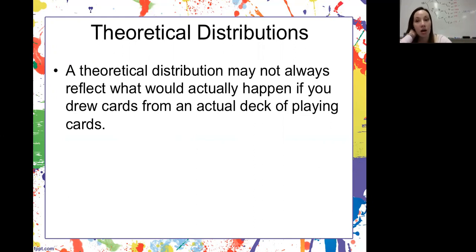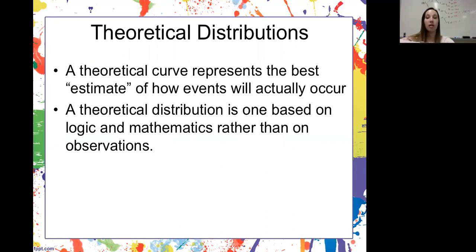Because it's using math and probability and logic, it's not always going to be exactly the same as how it will play out in the real world. So it's important to keep that in mind. Rather than giving us what's actually going to happen, it's going to give us the best estimate of how events will actually occur. A theoretical distribution is one based on logic and math rather than actual observations. It gets pretty close, it does a pretty good job, but it's not going to be 100% accurate all the time because it's estimating.